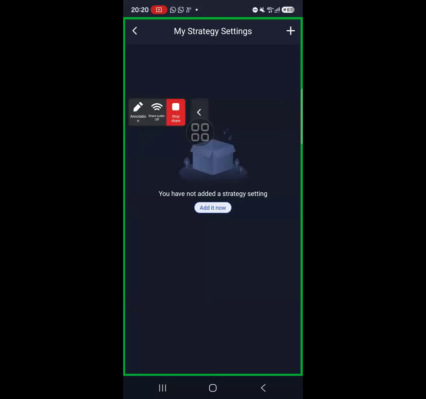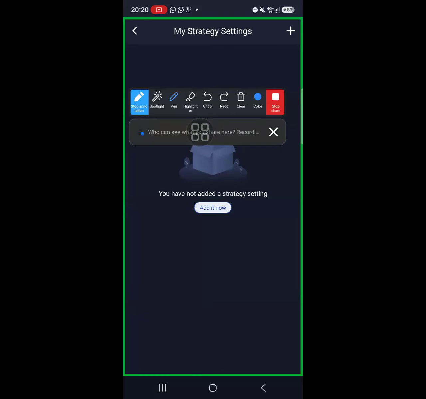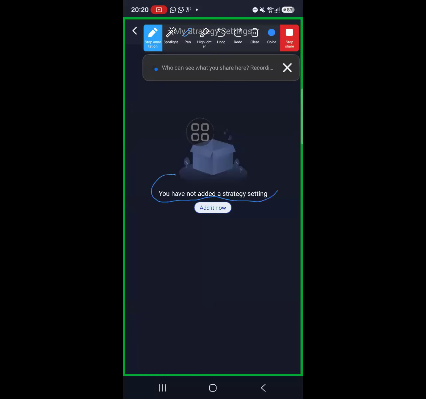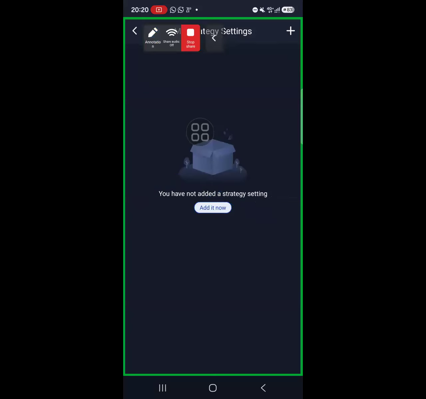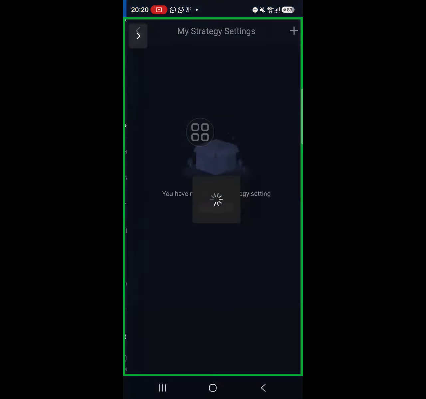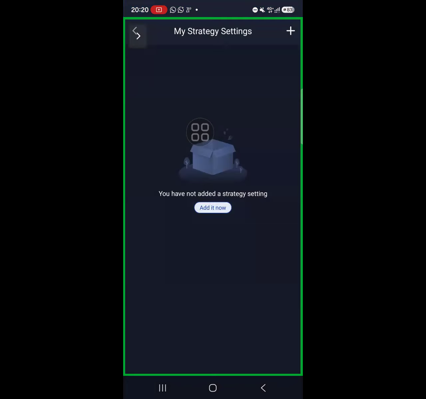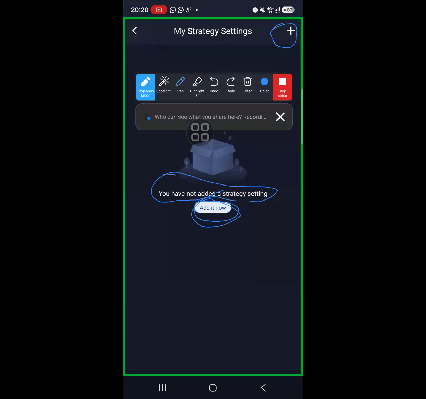You can see here it says you have not added a strategy setting. I don't have any currently, so I can press add it now, or I can use the plus sign on the top corner right. There is a plus sign here. Can you see this plus sign?